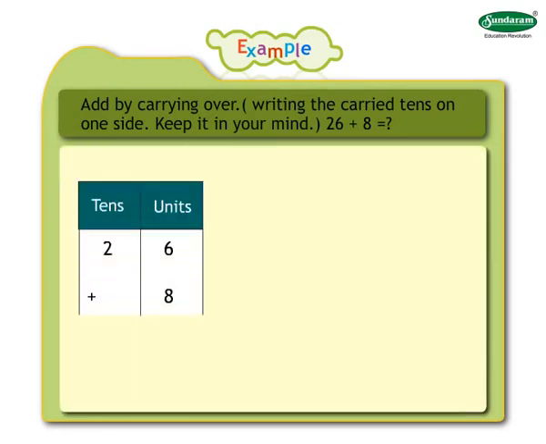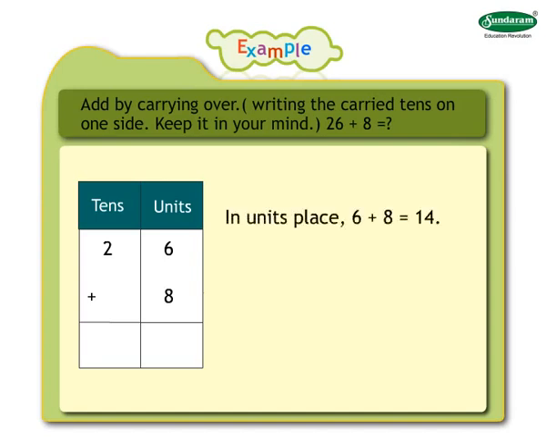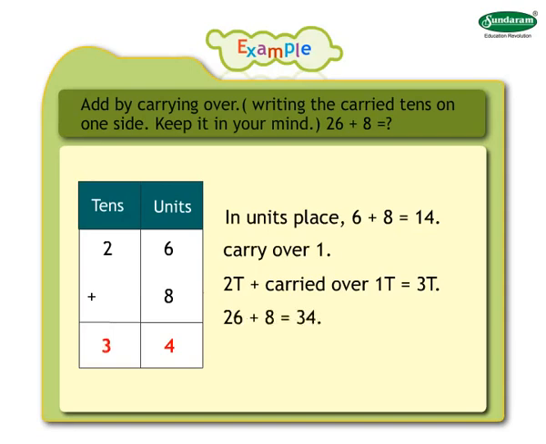Solution. Write the numbers vertically. In units place, 6 plus 8 is equal to 14. Write 4 under units place. Carry 1, write it on one side. Keep it in mind. In tens place, 2 tens plus carried over 1 tens is equal to 3 tens. Hence, 26 plus 8 is equal to 34.